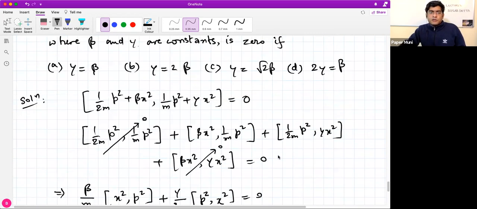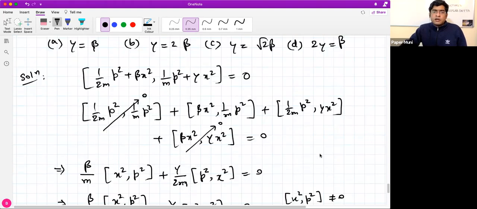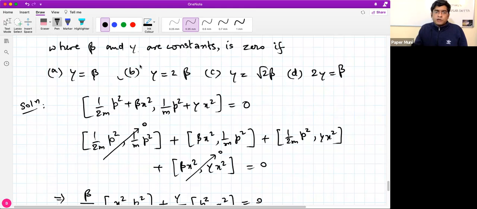All right, let's see which option this is. So gamma is given to be 2 beta. Gamma is 2 beta. All right, so gamma is 2 beta.